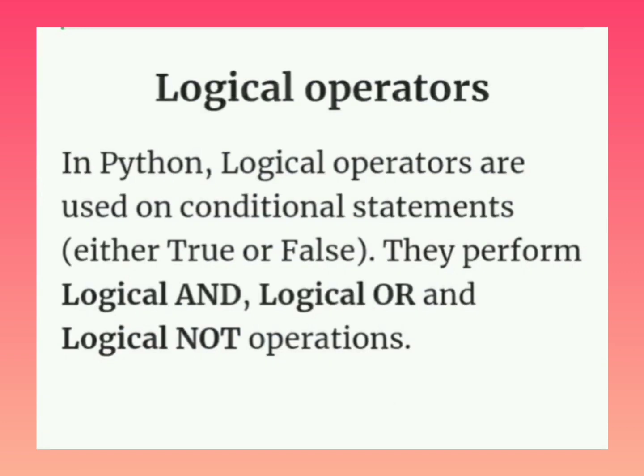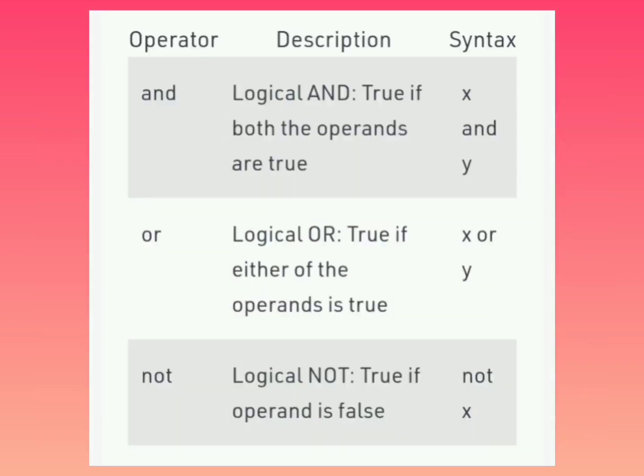Logical operators. In Python, logical operators are used on conditional statements. They perform logical AND, logical OR, and logical NOT operations. Operators: AND, OR, NOT. AND, logical AND, true if both the operands are true. Syntax: X and Y. OR, logical OR, true if either of the operands is true, X or Y. NOT, logical NOT, true if operand is false, not X.